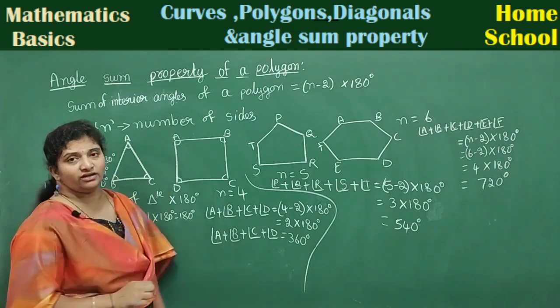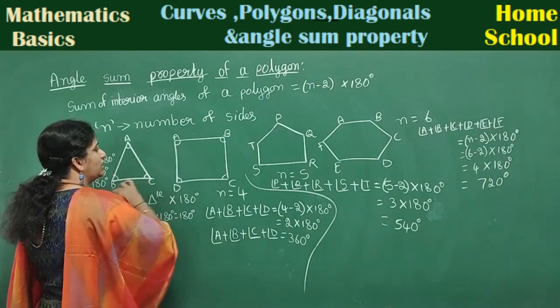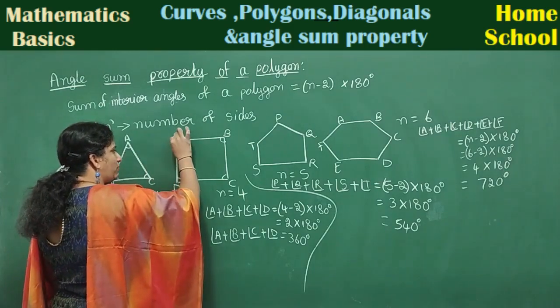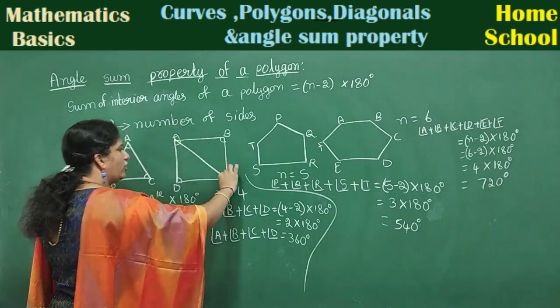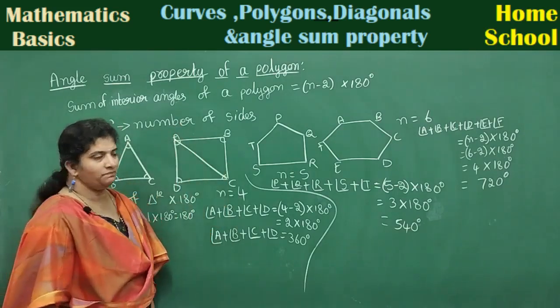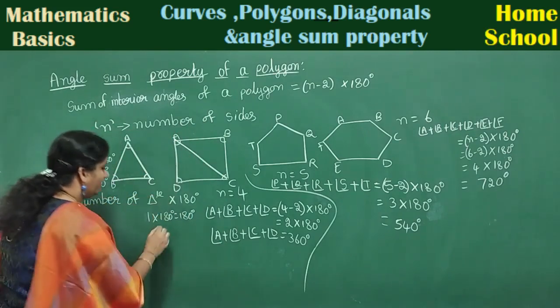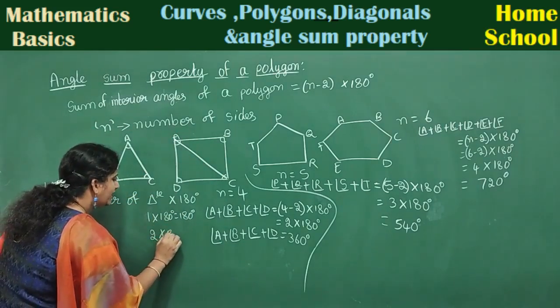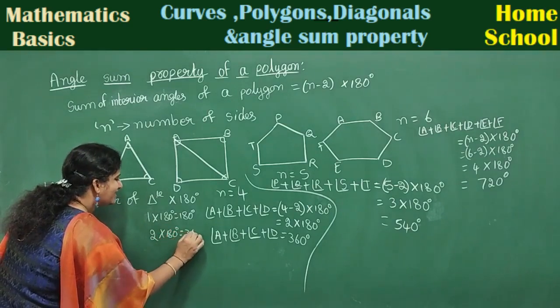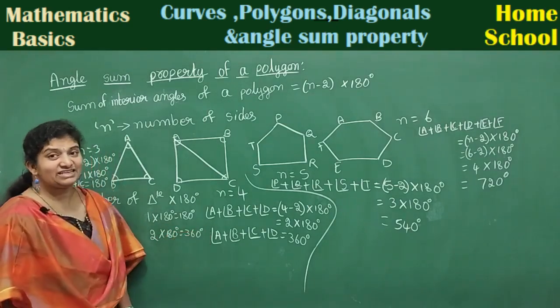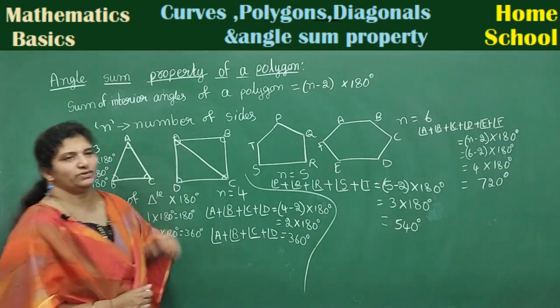Next, let me go with the quadrilateral. Let me take any one point, A, and join the non-consecutive points. How many triangles did you get? 2 triangles, right? Now, 2 into 180 degrees will be 360 degrees. Easy technique, children.